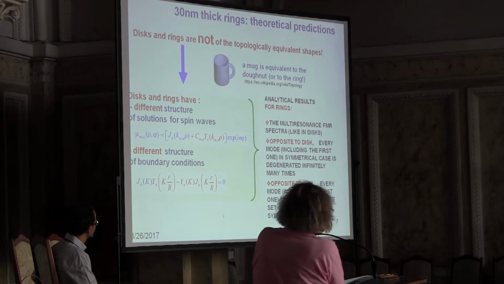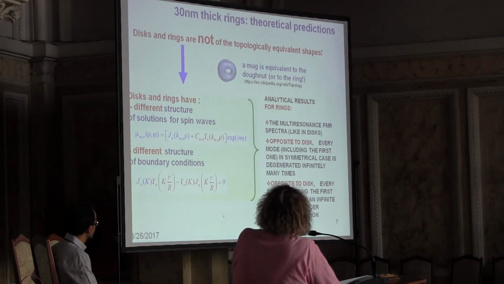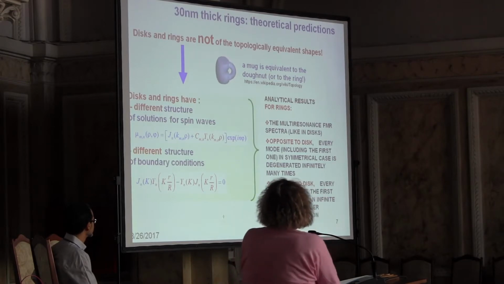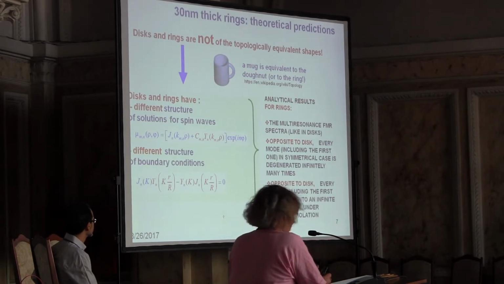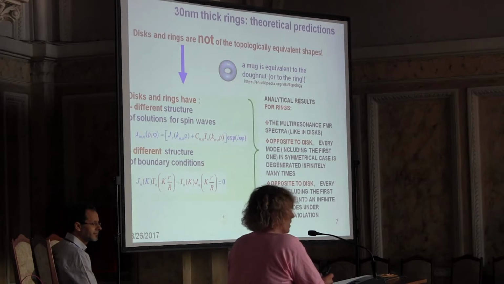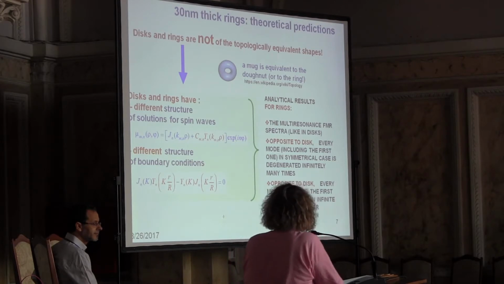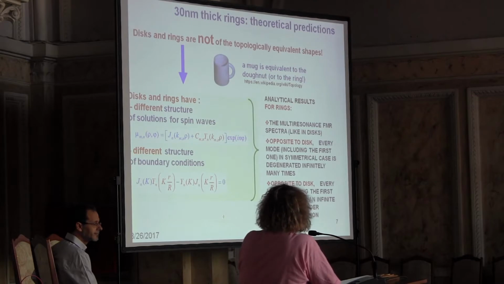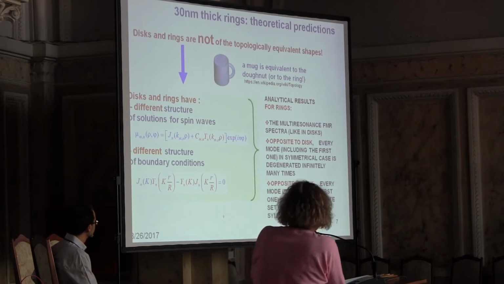Then let's understand theoretically, analytically, what it will be. Rings and disks have different structural solutions for standing spin waves. They have a different structure of boundary conditions. And as a main conclusion, opposite to disks, rings have another scenario of splitting. Every mode should split into an infinite set of modes under symmetry violation.